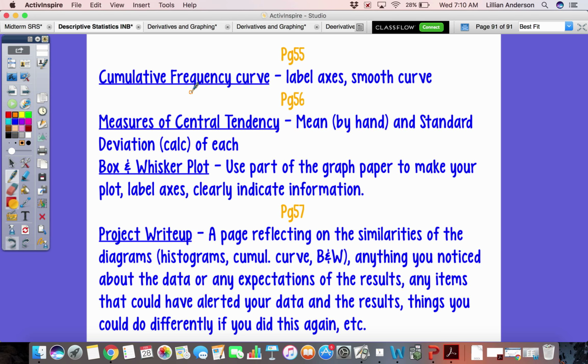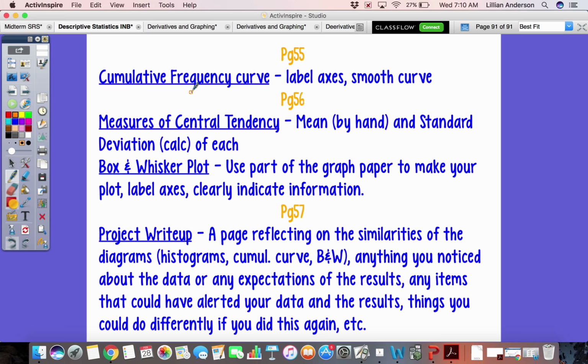I doubt that your cumulative frequency curves are going to take up that entire centimeter paper that I gave you. And so what I want you to do is use part of that graph paper to make your box and whisker plot so they can be nice and symmetric. And you don't have to try to hand draw the box and whisker. You actually have the nice lines of the centimeter paper to draw it for you. So you're going to do that for both your heights and your shoe sizes.